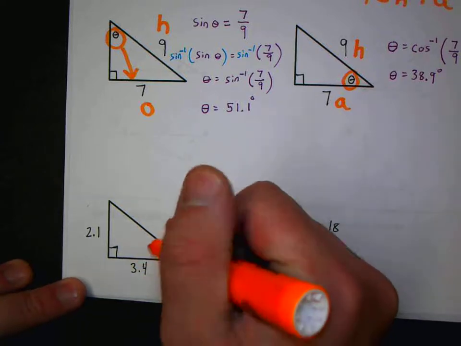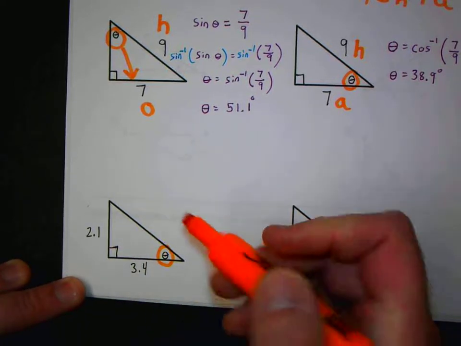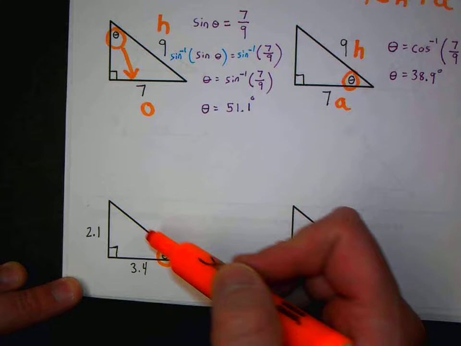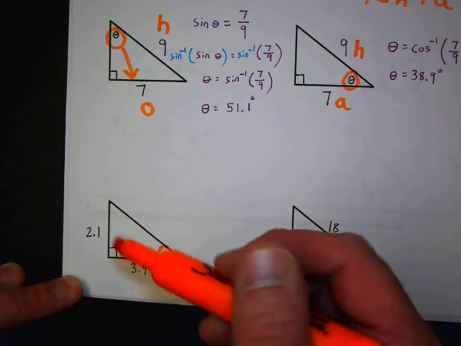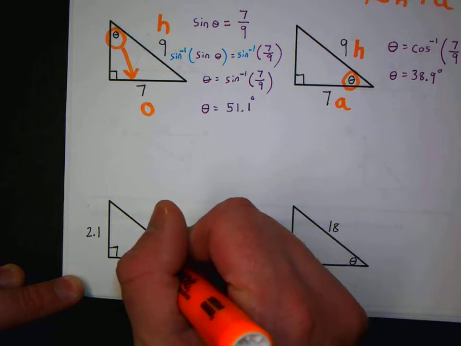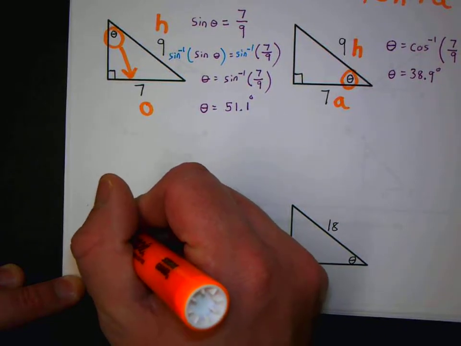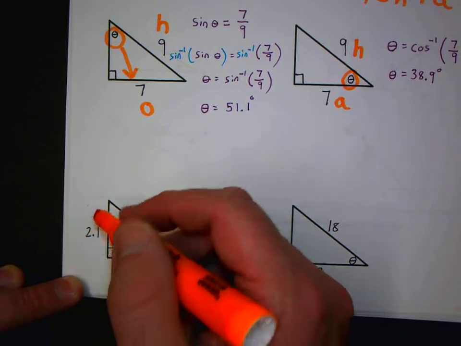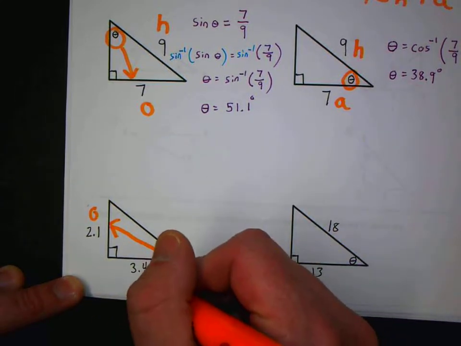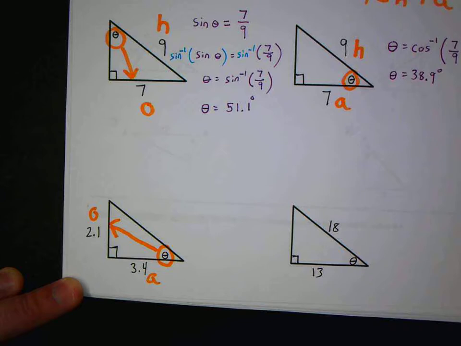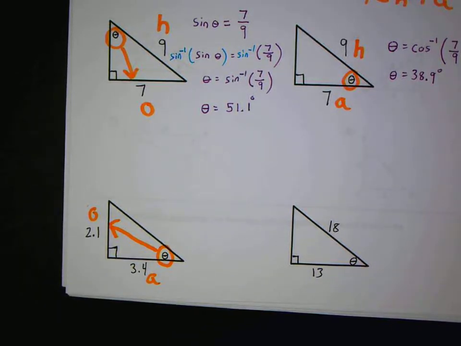They asked me to find this angle. This is my hypotenuse. They don't tell me what the hypotenuse is, they don't ask me what the hypotenuse is. But I do know that this is opposite the angle, and this is adjacent. So which trig ratio uses O and A? Tan.